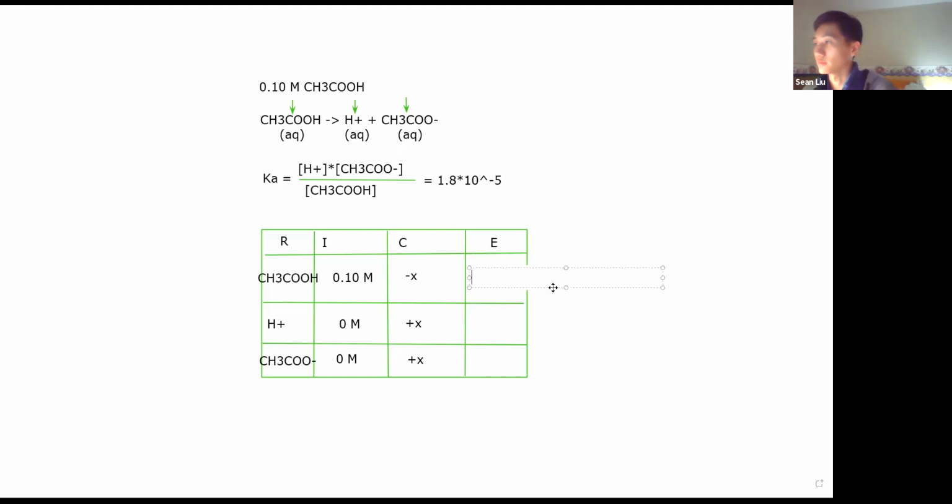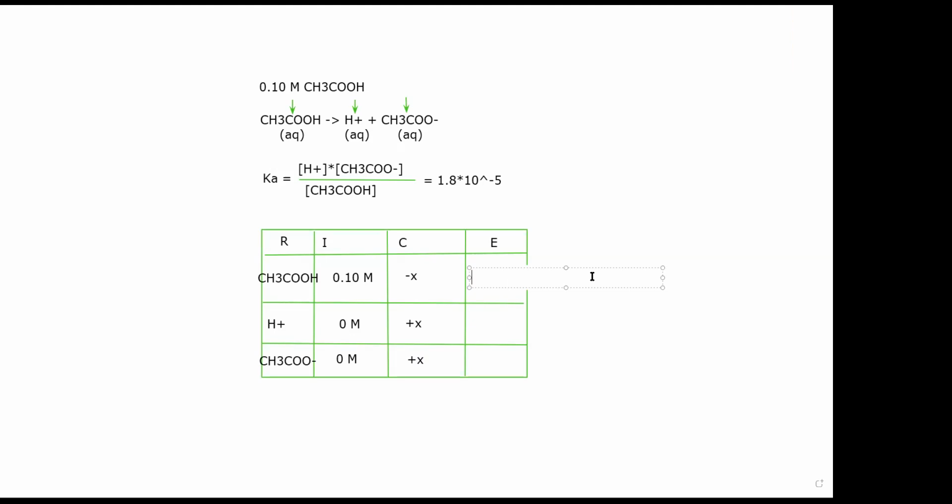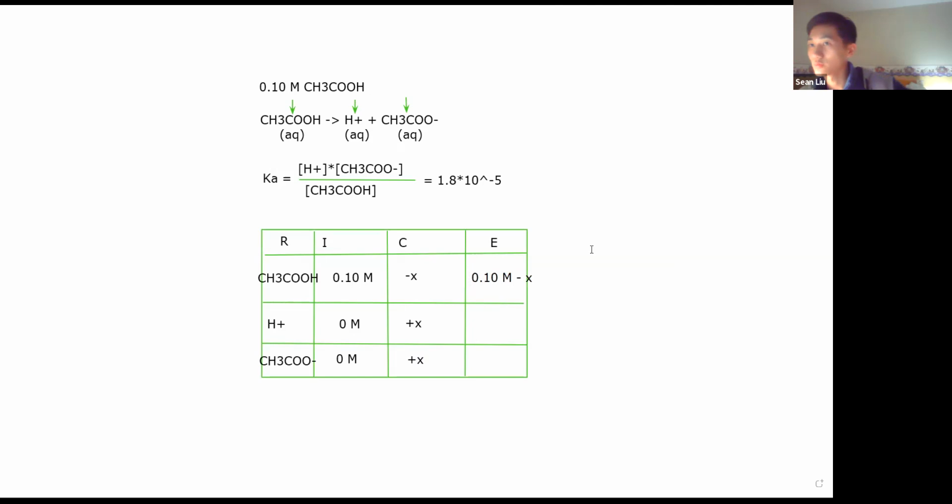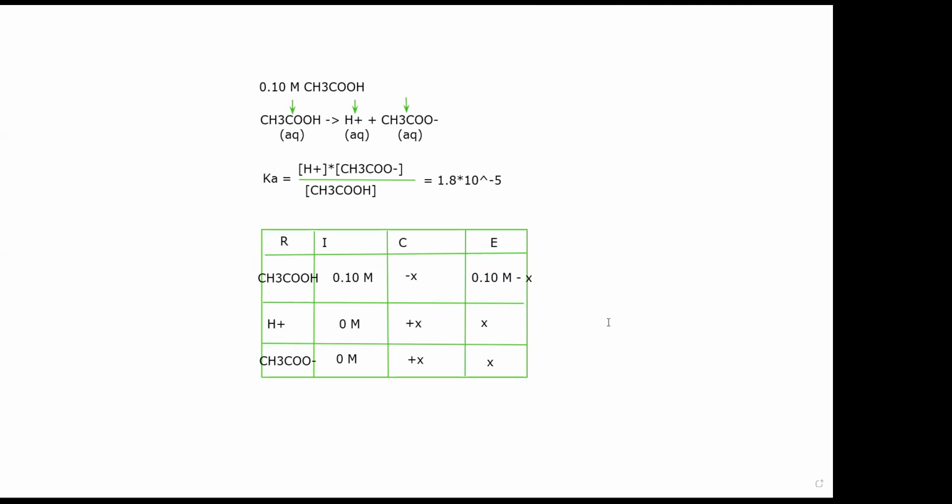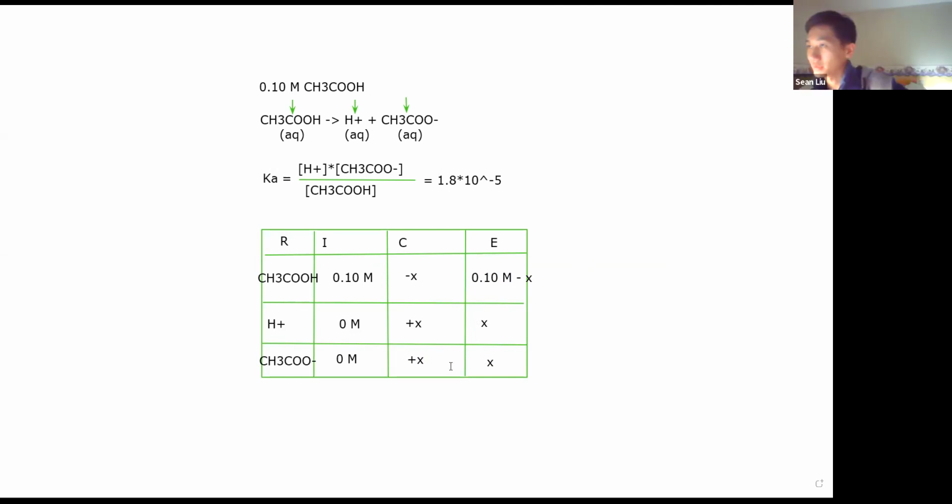So what would that be for my acetic acid? It would be 0.1 plus X, or minus X, sorry. Minus X, yeah. So 0.1 molar minus X. Next one should be pretty easy. X, as Larry said, exactly. And then this one X as well. All right, so this is the idea of the ICE table.